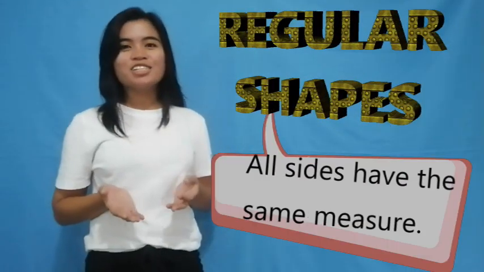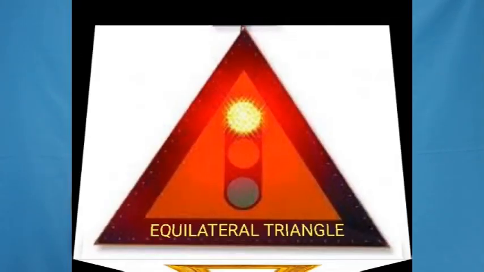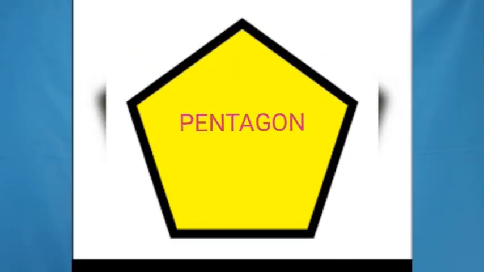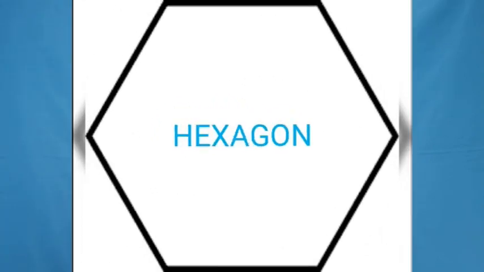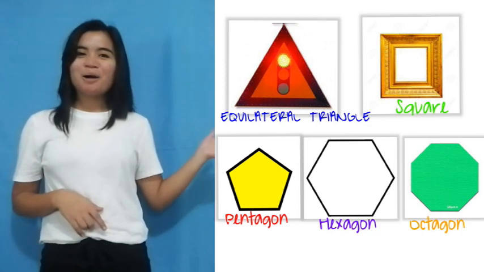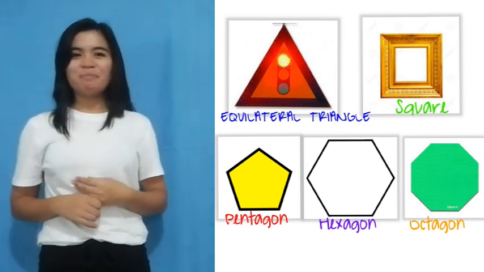Have you noticed that everything around us is made up of shapes? And these shapes are classified by the following. First, regular shape. When we say regular shape, all sides have the same measure. Let me give you the following examples: an equilateral triangle, a square, a pentagon, a hexagon, and an octagon. Those are examples of regular shapes.